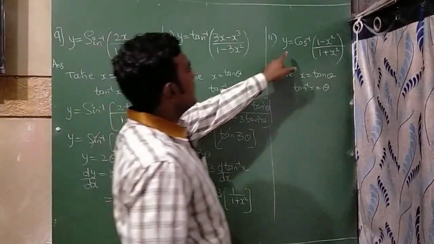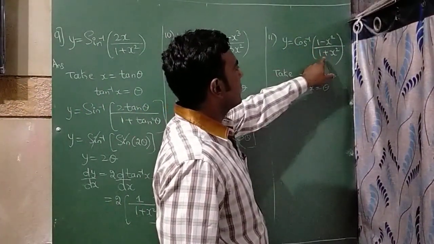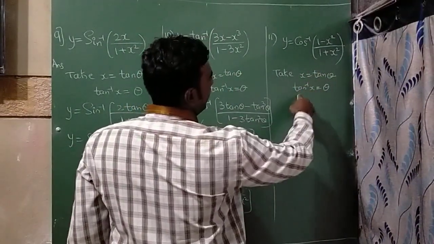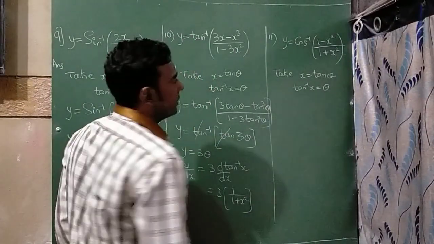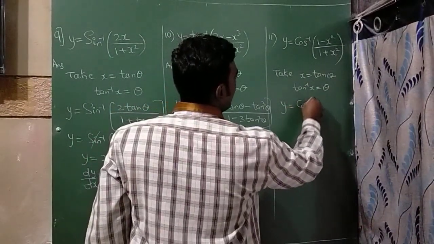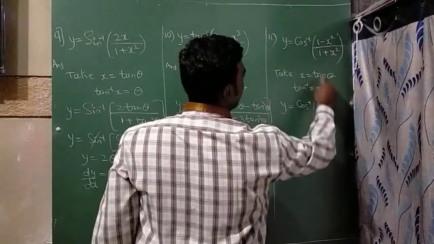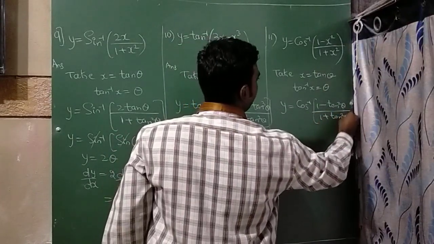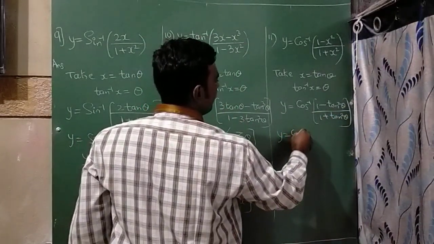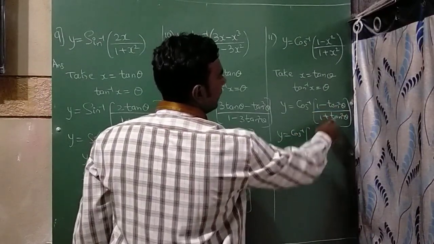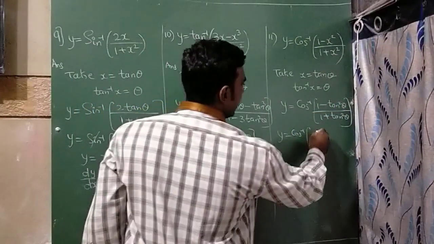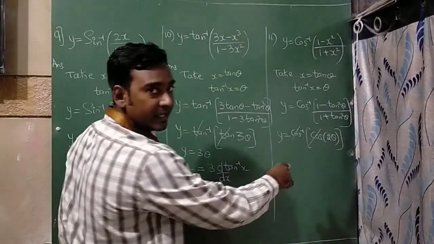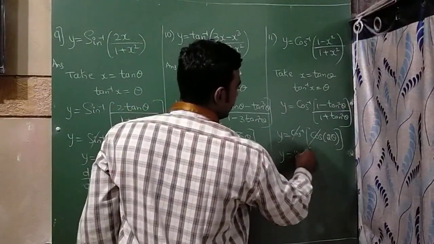Okay, so 11th question is y is equal to cos inverse of 1 minus x square divided by 1 plus x square. Here also you need to take x is equal to tan theta, and this will become tan inverse of x is equal to theta. So y is equal to cos inverse of 1 minus, in place of x I am going to substitute tan theta, so 1 plus, okay, so y is equal to cos inverse of 1 minus tan square divided by 1 plus tan square means it is cos 2 theta. So cos and cos inverse get cancelled. So y is equal to 2 theta.